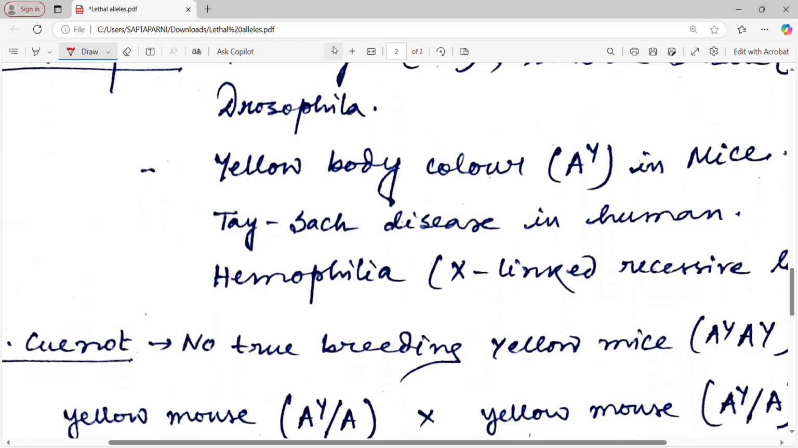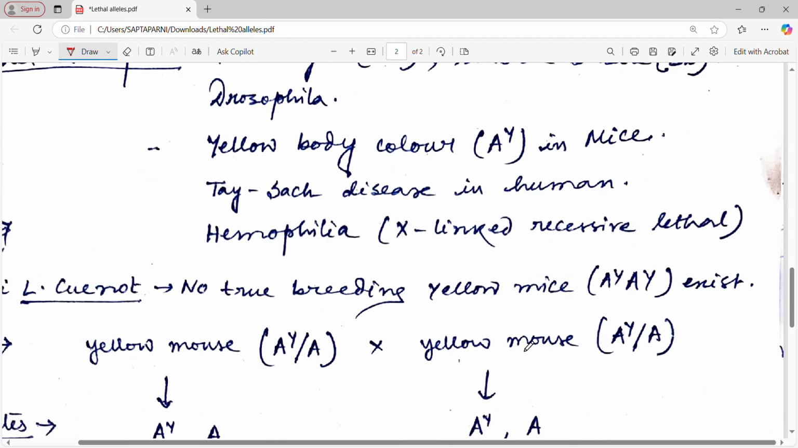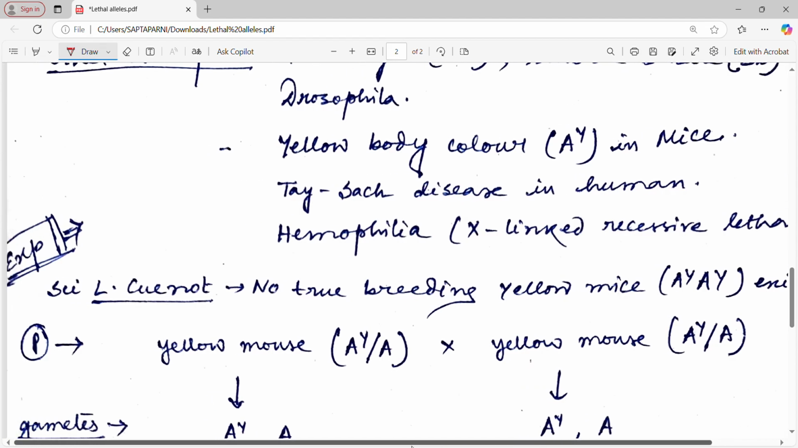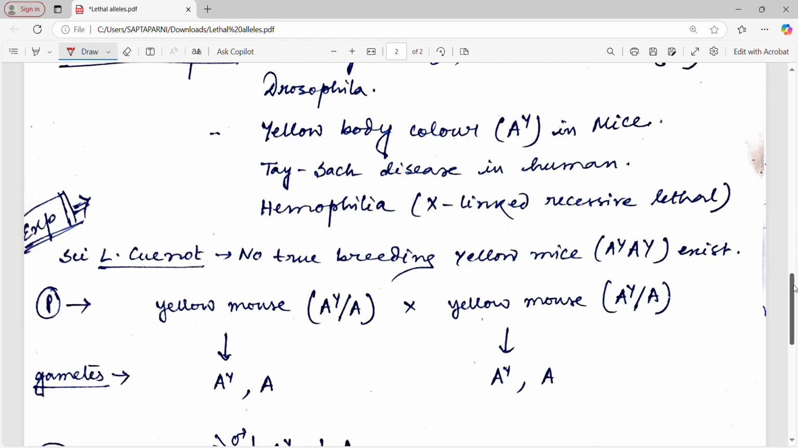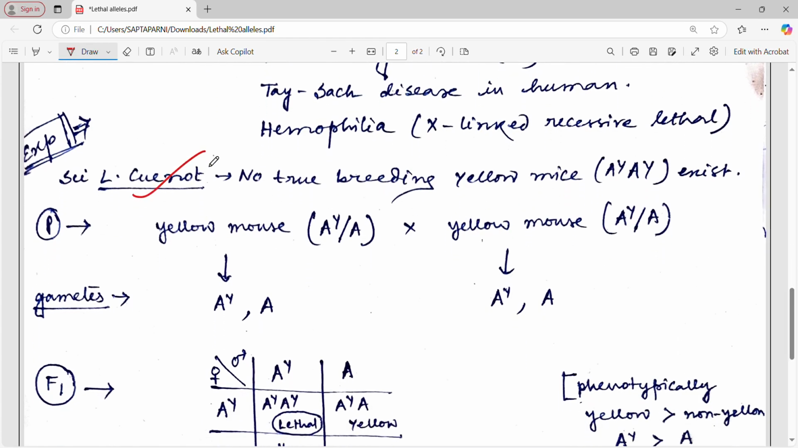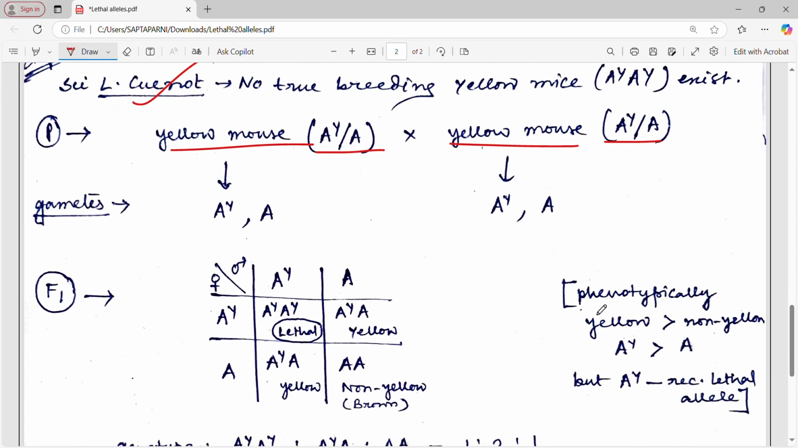So let's take a look through the example. Let me first arrange this page. See here, scientist Cuénot found that if he crossed two yellow mice, which are heterozygous in nature, A^Y A and A^Y A, where A^Y is the yellow body color allele which is dominant over the non-yellow body color allele, that is A.